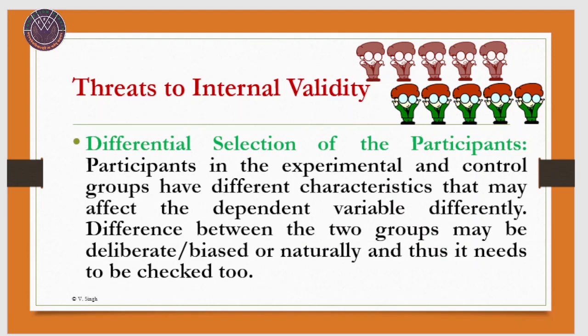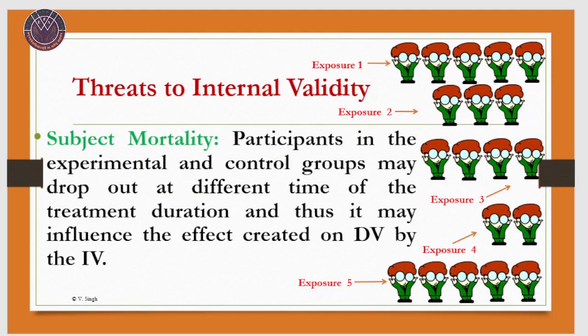and it poses threats to the study findings. Participants in the experimental and control groups have different characteristics, and thus they behave differently to the treatment as well as perform differently on the dependent variable. These group differences may be deliberate or unintentional and have to be checked too. If a researcher does not take care of these differences, then it may pose a threat to the internal validity of the study.